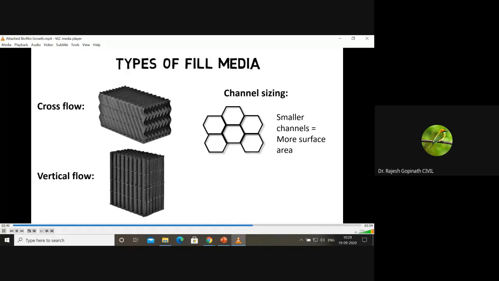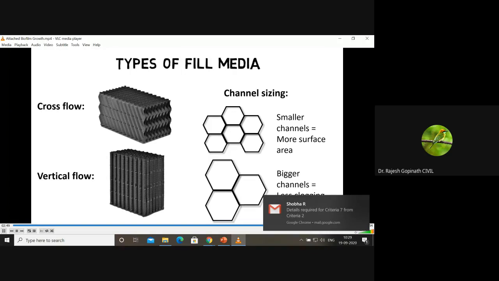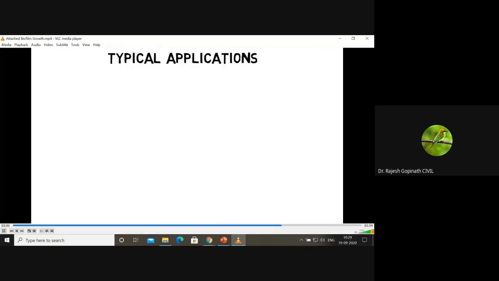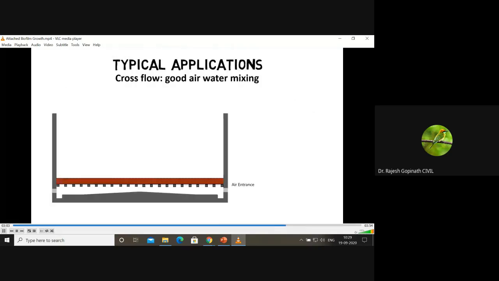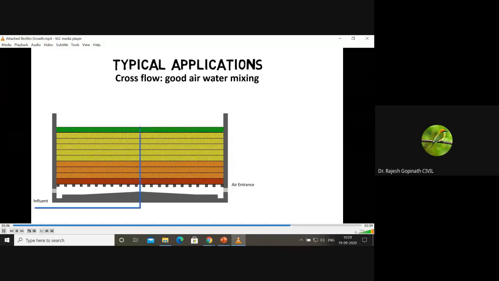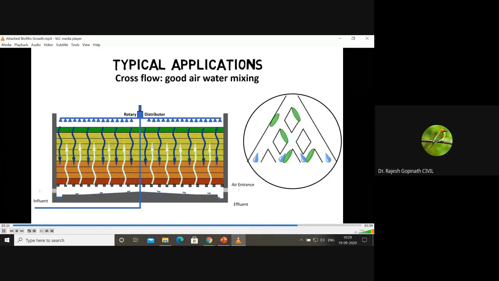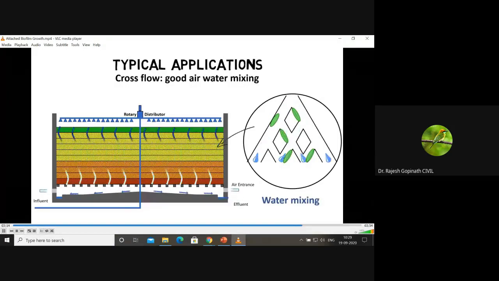But at the same time, the risk of filled media channel clogging increases as smaller the channels are. Typically, the surface area of plastic-filled media blocks is between 30 and 70 square foot per cubic foot, 100 to 240 square meter per cubic meter. Cross-flow fill media blocks are used where good air and water mixing is required. A typical application is a trickling filter. The sprayed wastewater from a rotary distributor must moisten the plastic fill media surface area evenly throughout the whole filter. At the same time, natural draft from the trickling filter bottom must reach all plastic fill media blocks.